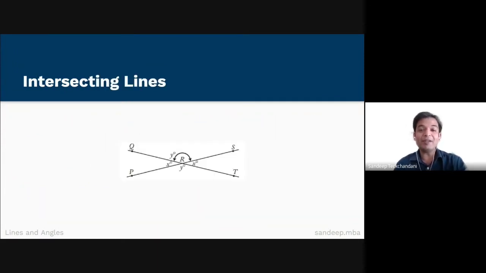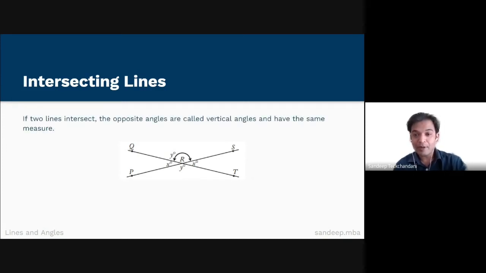In this slide, we will learn intersecting lines. If two lines intersect, then the opposite angles are called vertical angles and they have the same measure. For example, in this figure, angle PRQ and angle SRT are vertically opposite angles and they have the same measure x degrees.